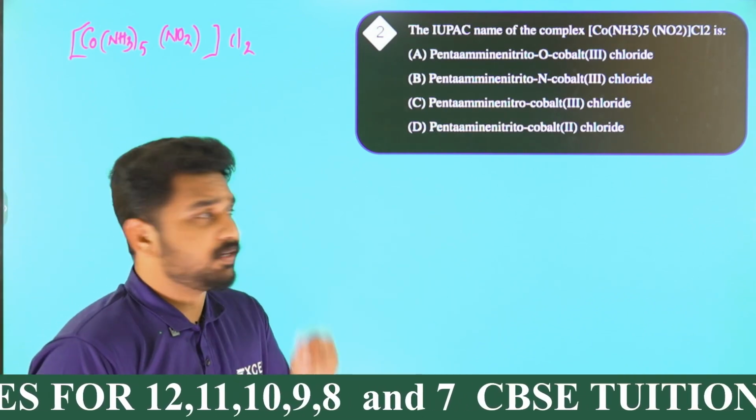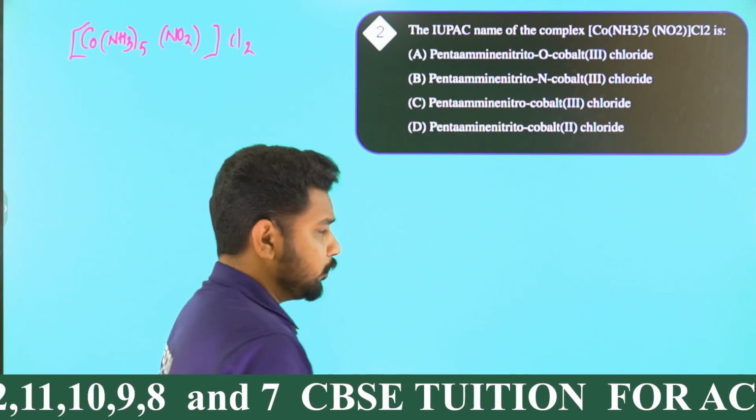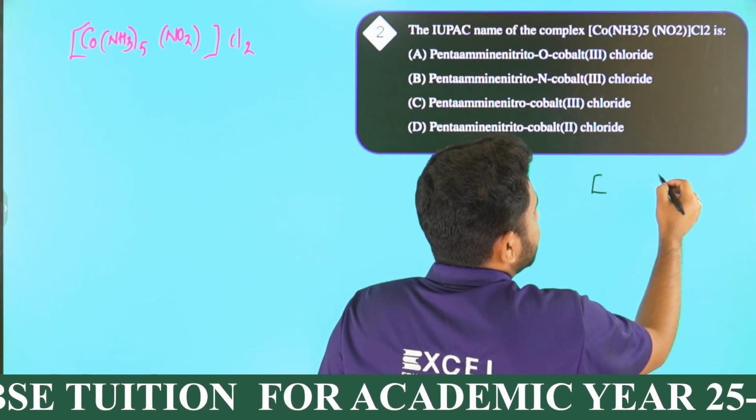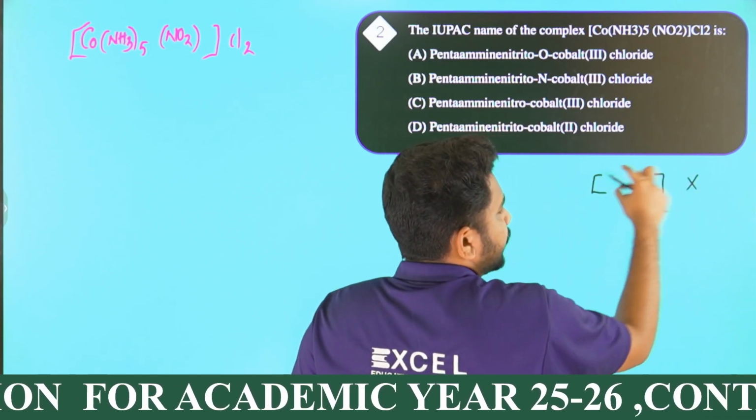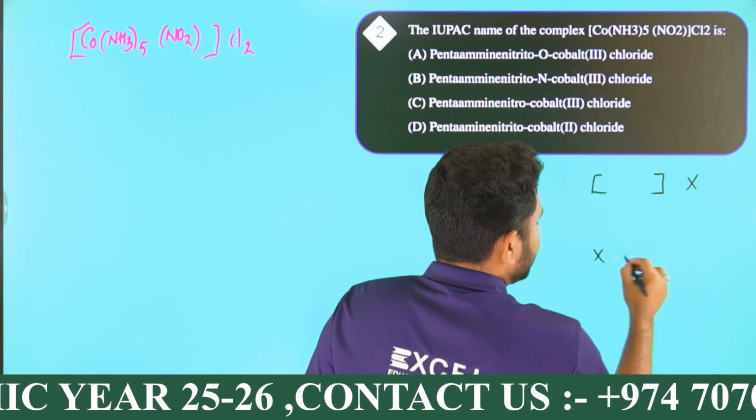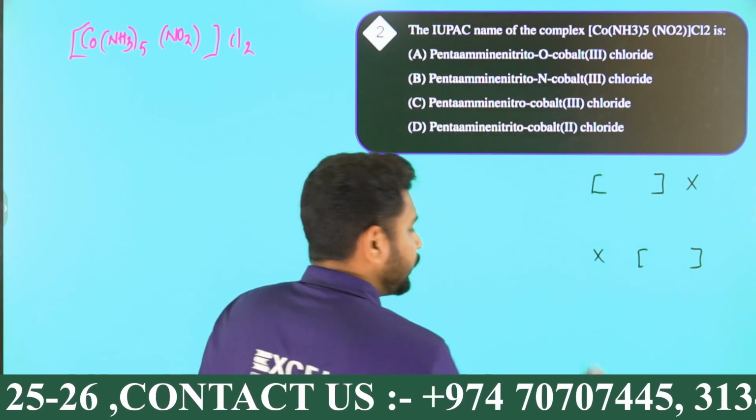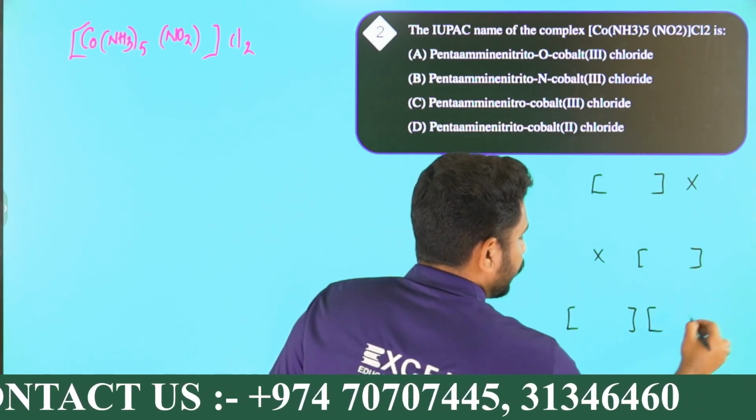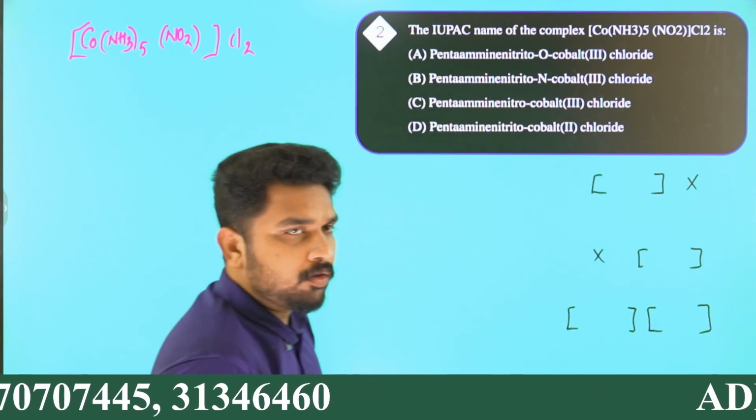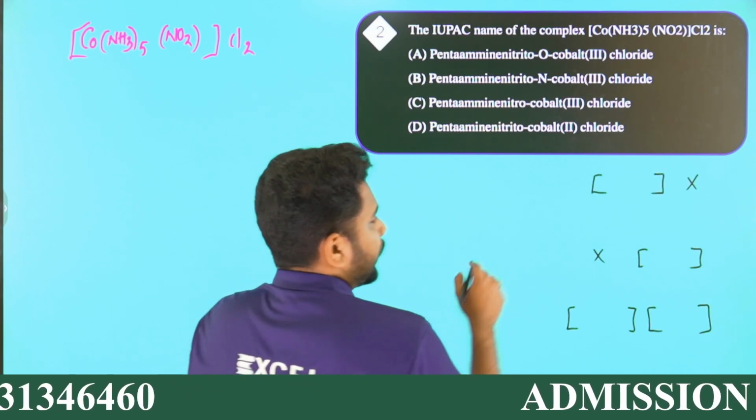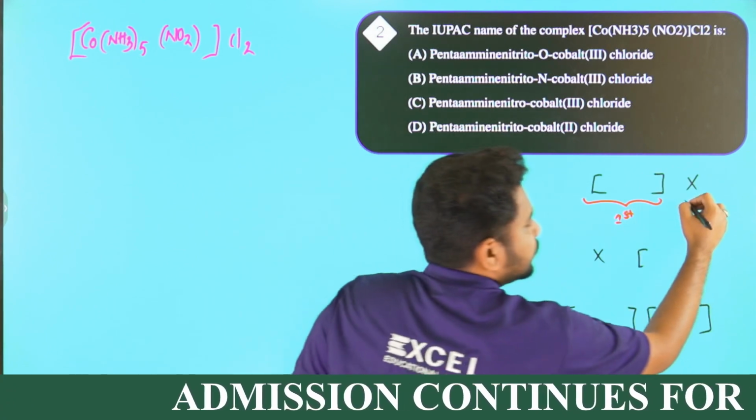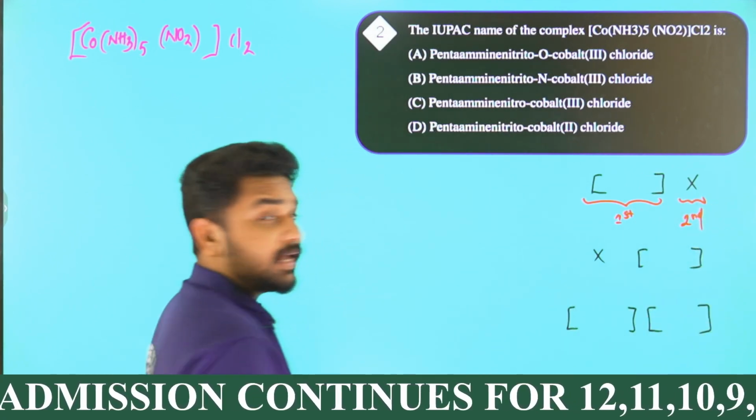Whenever a coordination compound is given in the question, you have to remember this point. A coordination compound will always be in this form: a coordination sphere and a counterion, or a counterion and a coordination sphere, or it can be two coordination spheres together. You can call this the first part, and this the second part.